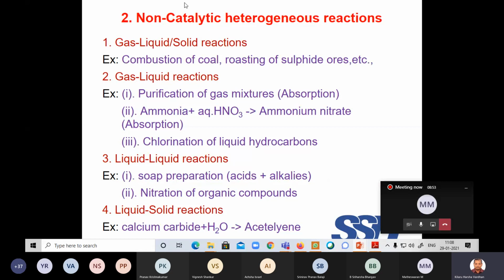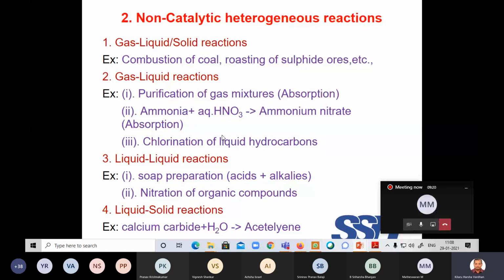Now for non-catalytic heterogeneous reactions, there is no catalyst, but the reactions are heterogeneous. That means at least one phase is different, so a minimum of two phases are present. If there is a gas-liquid or a gas-solid reaction, this is the example. Like that, gas-liquid reactions are also there. Especially adsorption will play a very important role here.